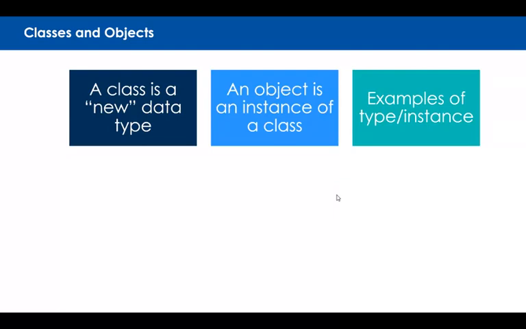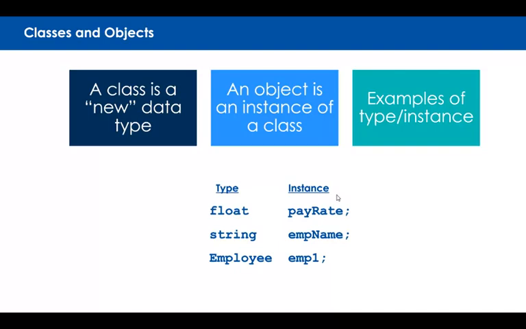So since Bob and Sally are both instances of employee, Bob and Sally each will have their own values for name, birth date, employee ID, department manager, and salary. The class gave us the list of those things, and the instance holds the values for them all. Here are some other simpler examples of a type and an instance. Pay rate, we're told, is a floating point type. Employee name, we're told, is a string. Emp1, we're told, is an employee.